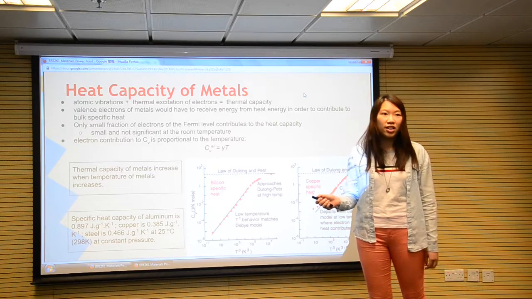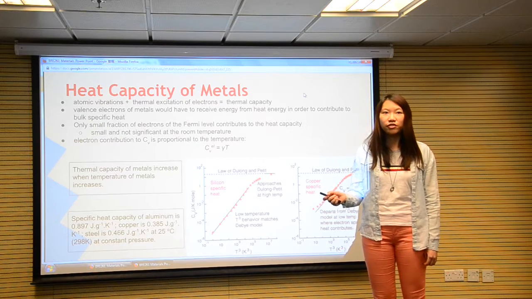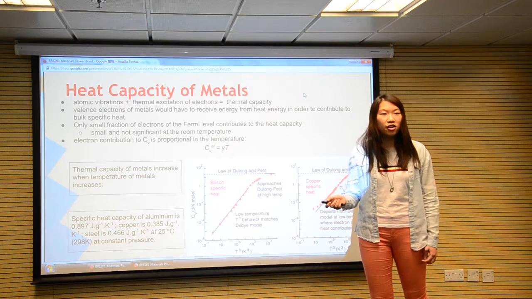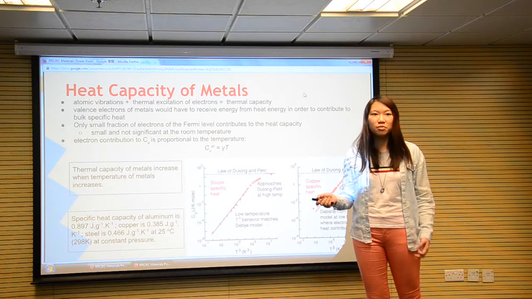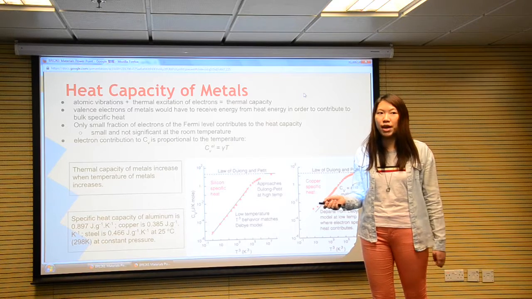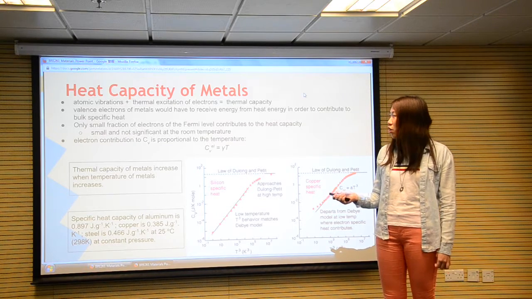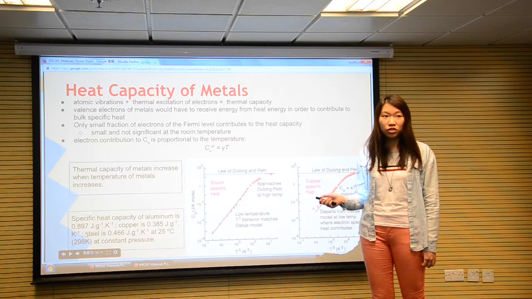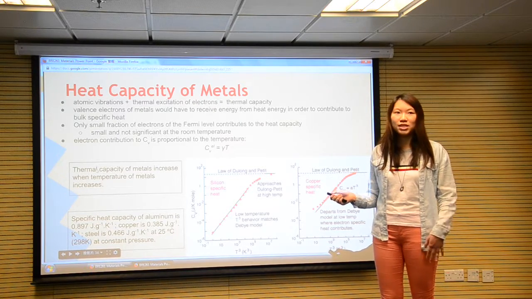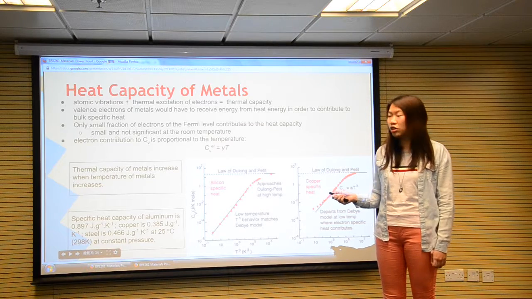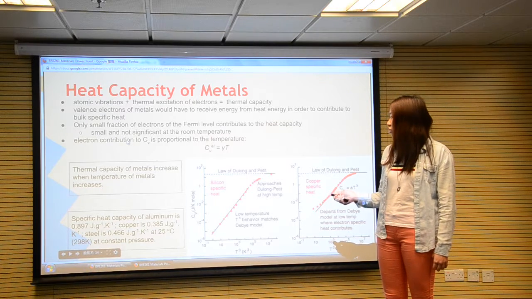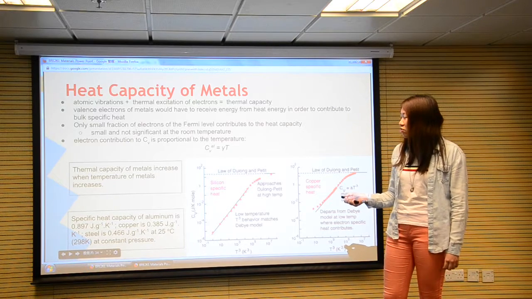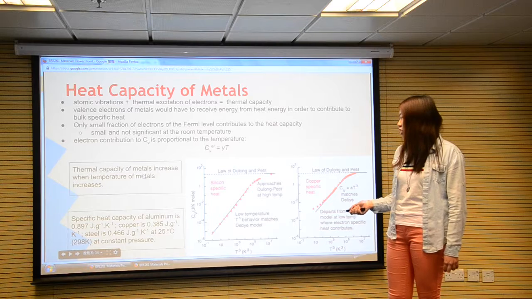For the heat capacity of metals, it is mainly due to the atomic vibration and also thermal excitation of electrons. The valence electrons of metal receive energy from heat in order to contribute to bulk specific heat. Only a small fraction of electrons at the thermal level contribute to the heat capacity, which means that it is small and not significant at room temperature. And the electronic contribution to the capacity is proportional to the temperature, just like the equation shown here. These two graphs show that the thermal capacity of metals increases when the temperature of the metal increases.